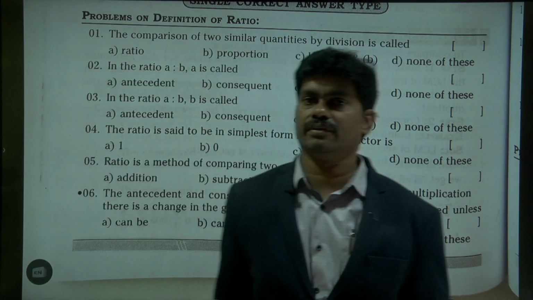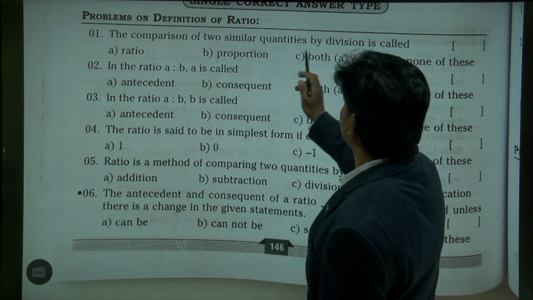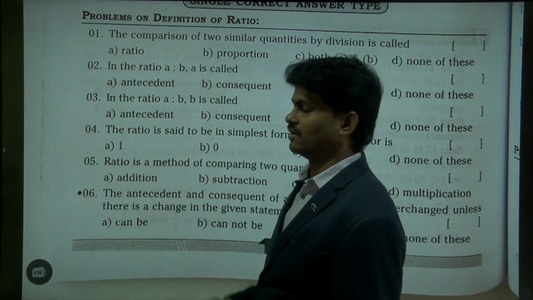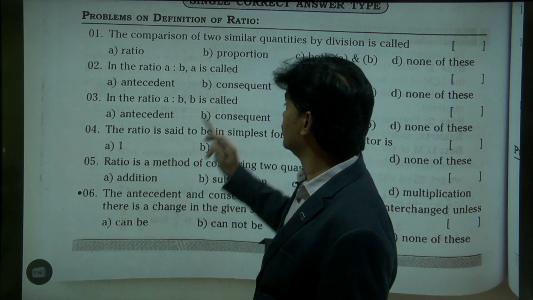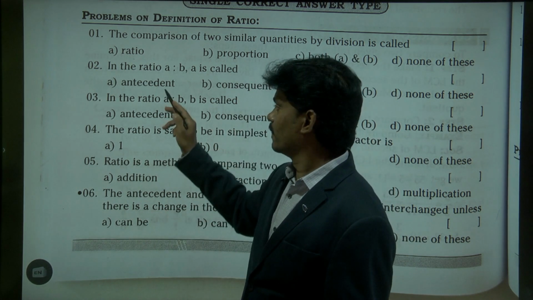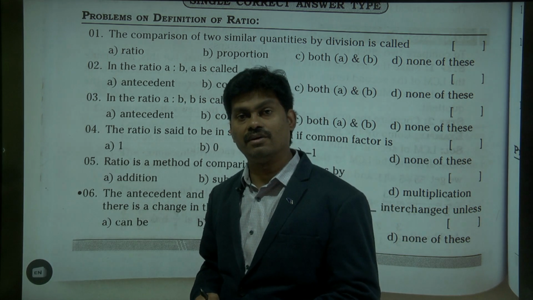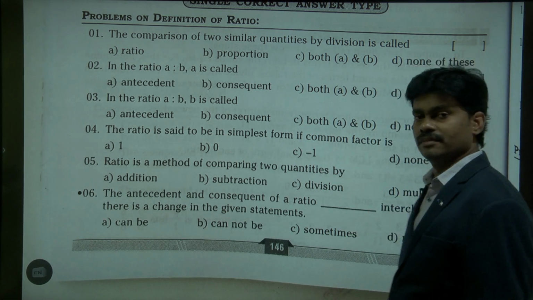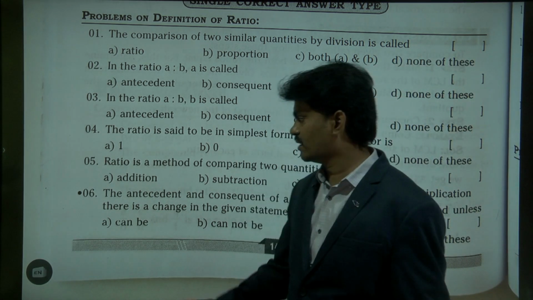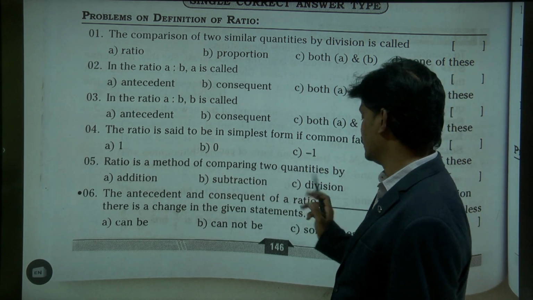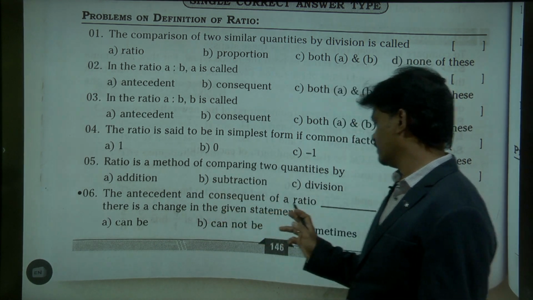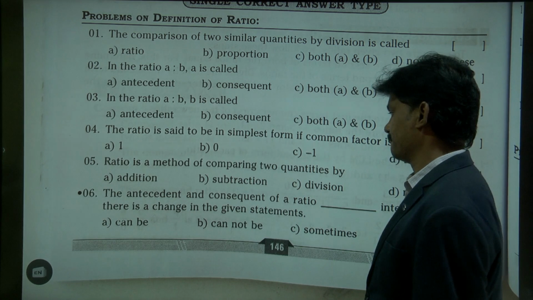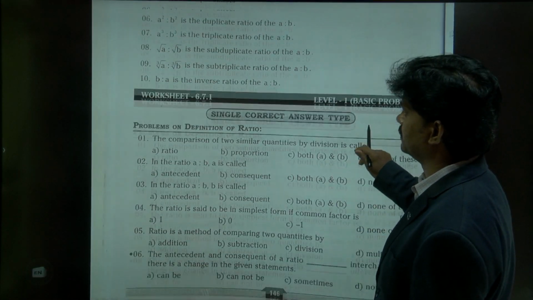Yeah, let's check it out. The comparison of two similar quantities by division is called ratio. In the ratio A is to B, A is called the antecedent, and B is called the consequent. The ratio is said to be in simplest form if the common factor is only 1. The ratio is a method of comparing quantities by division. The antecedent and consequent of the ratio cannot be interchanged. Okay, we can't change them.